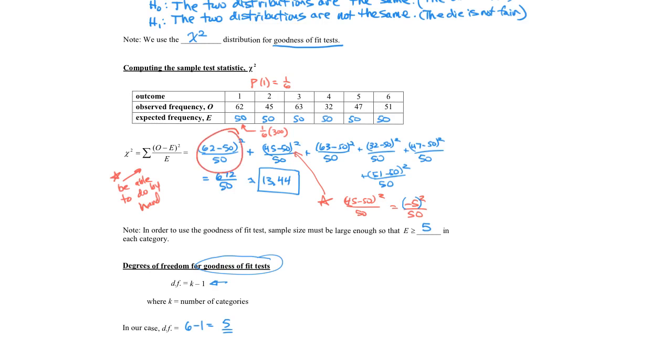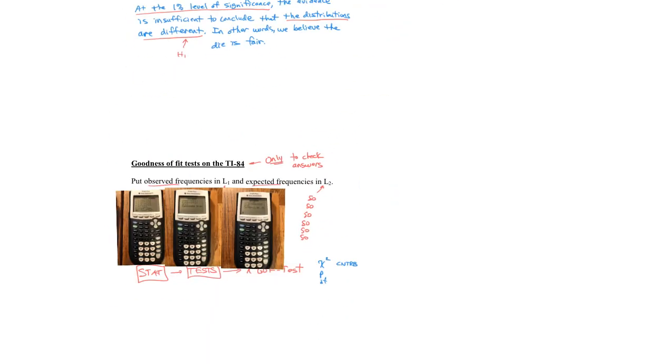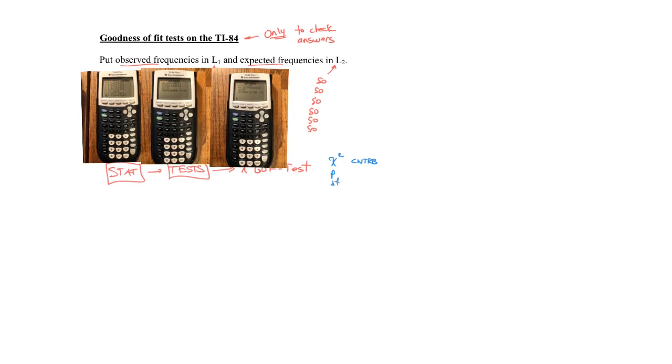All of these things. It gives these one at a time, just lists out these little pieces. Okay, so that's how to do it on the calculator. Only to check, and a lot of calculators won't even do that. So for a goodness of fit test, we have to find that chi-square by hand.